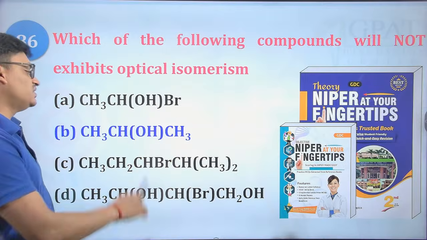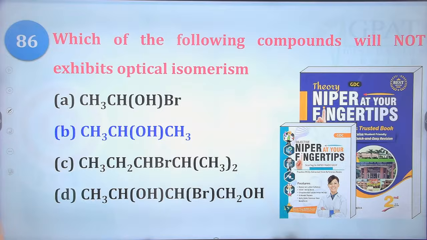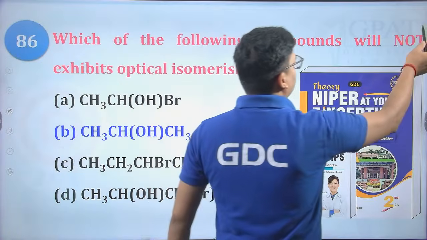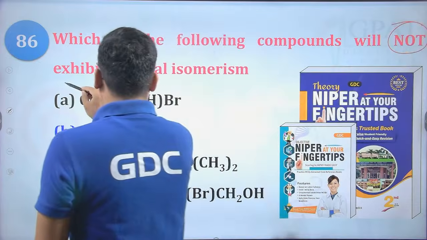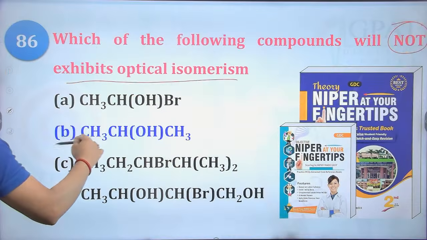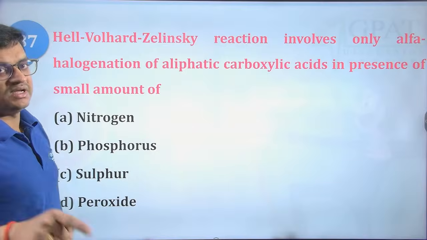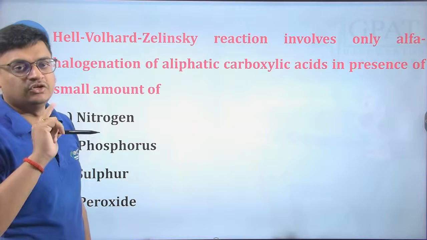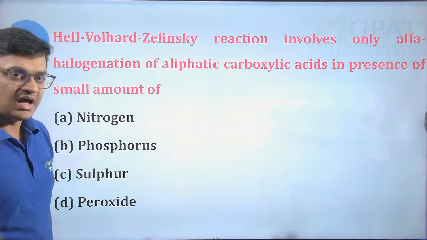So only the B option is having no asymmetric carbons. And because of no asymmetric carbon, no chiral carbon, this will have no optical activity. And yes, we are asked which does not exhibit optical isomerism. So this B option will not exhibit optical isomerism because this structure has no asymmetric carbon, no chiral carbons.